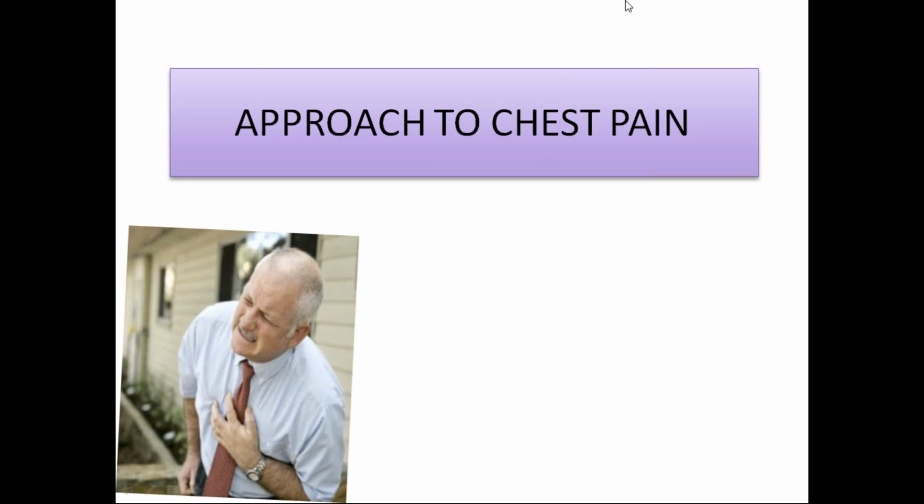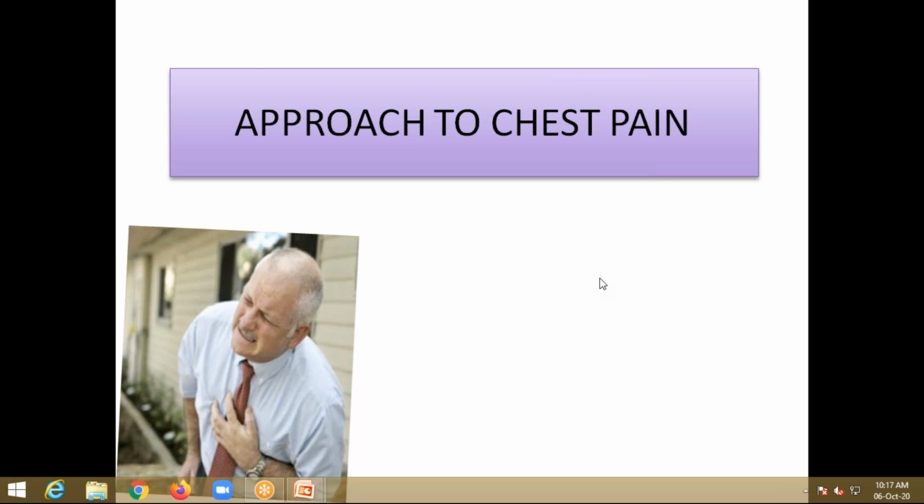I think at this stage you should be able to differentiate the chest pain based upon its site, character, and the radiation. You should learn how to differentiate the chest pain based upon presentation. I think at the end of this session you will be able to see various causes of chest pain, and you will be able to localize the cause.